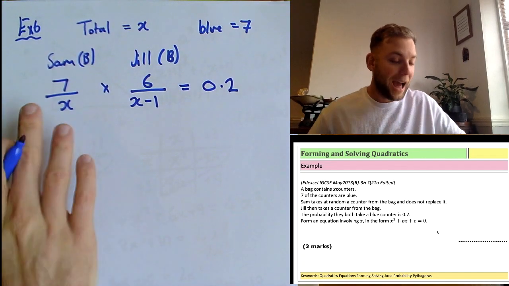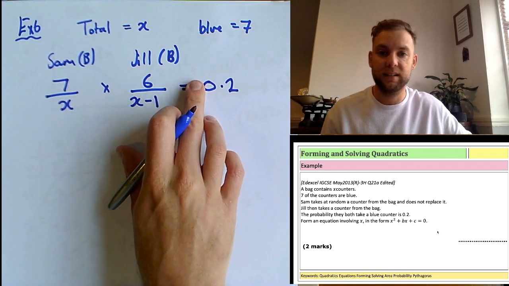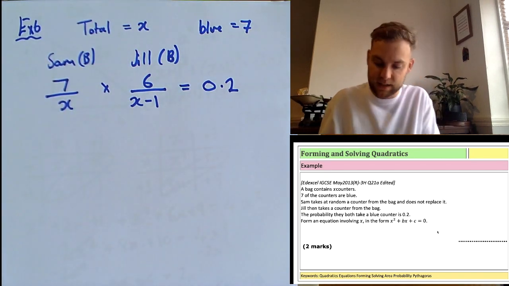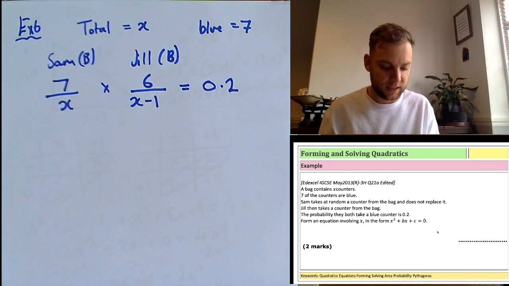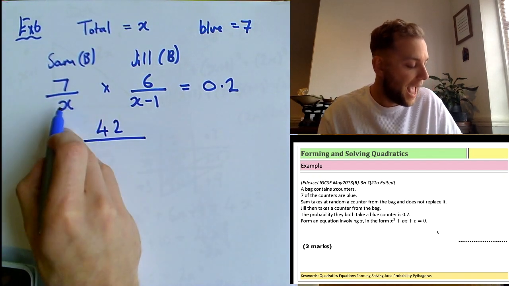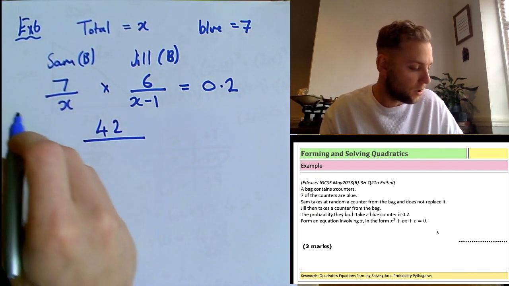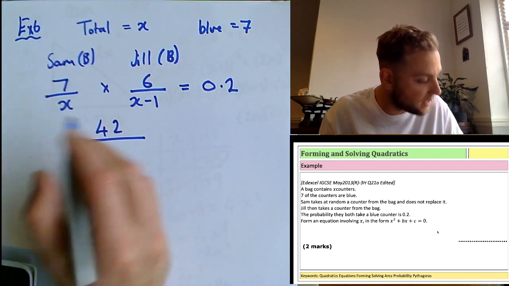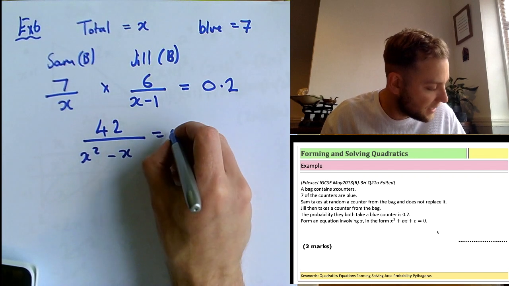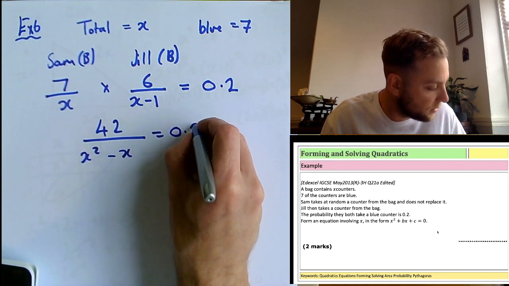So now what we do is we multiply across this and then we can solve it. So 7 times by 6, just make sure I'm getting this right, 7 times by 6 is equal to 42, all over x times by x and x times by minus 1. X times by x is x squared. X times by negative 1 is negative x. And all of that is equal to 0.2.